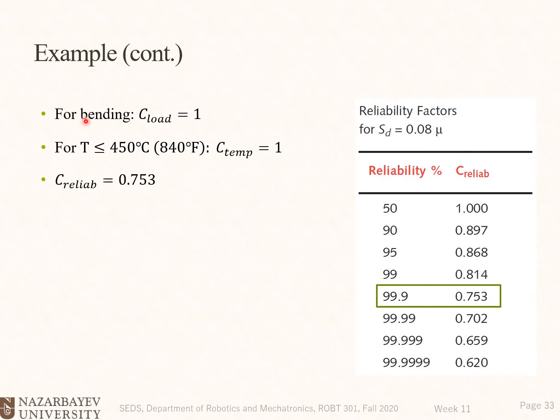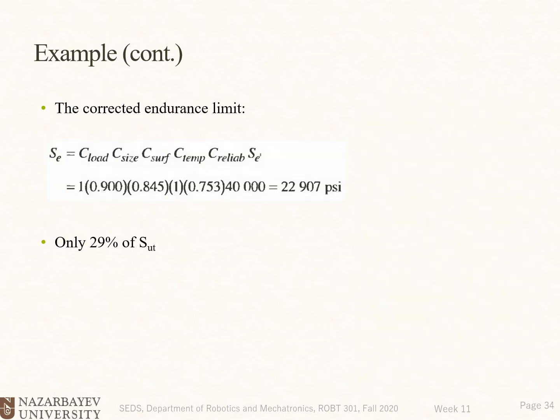The next will be for the loading. Since the loading is bending, the C load is 1. Temperature is 120 degrees Fahrenheit, so based on this formula, C temperature is 1. For C reliability, we're going to go with 99.9 reliability. This should be in your assumptions or basically the givens of the problem. And then we have this C reliability.